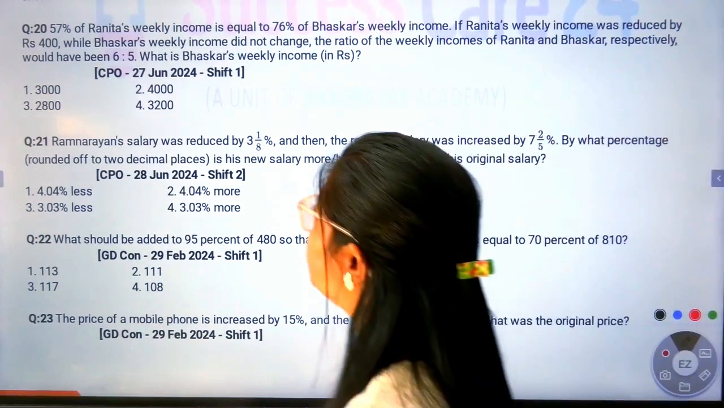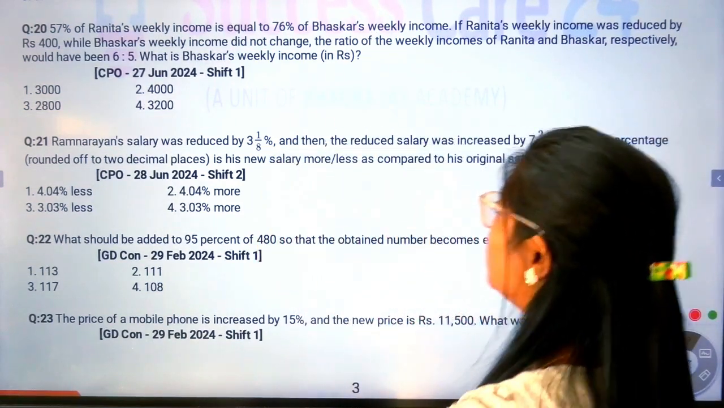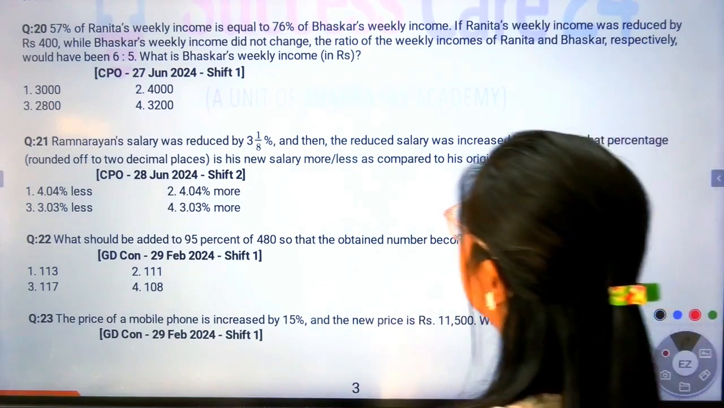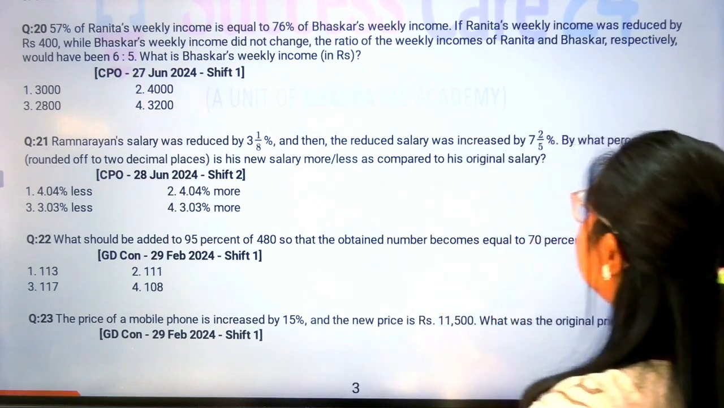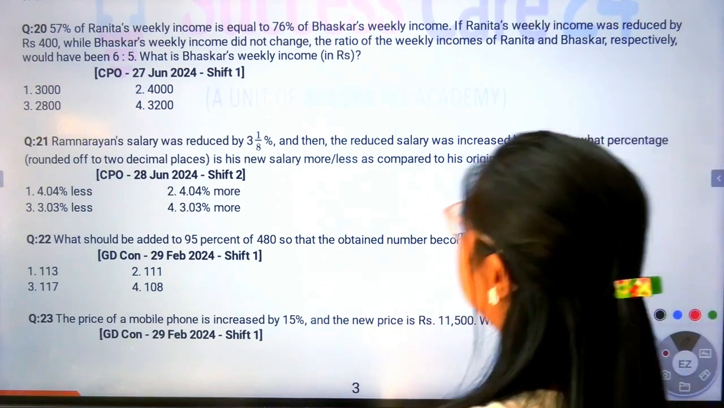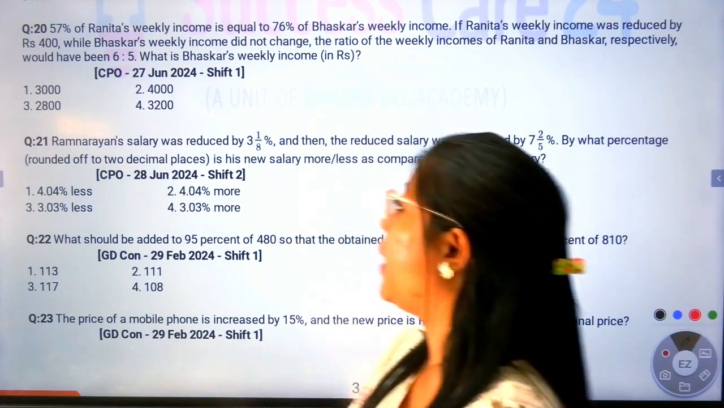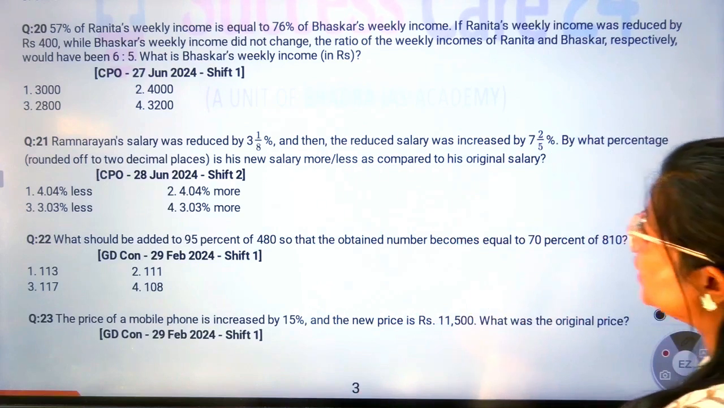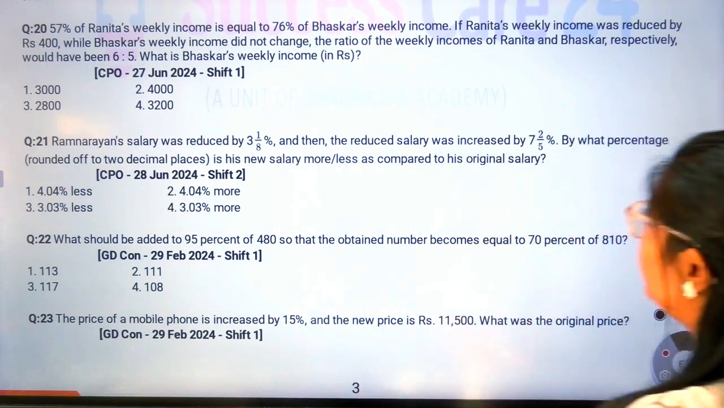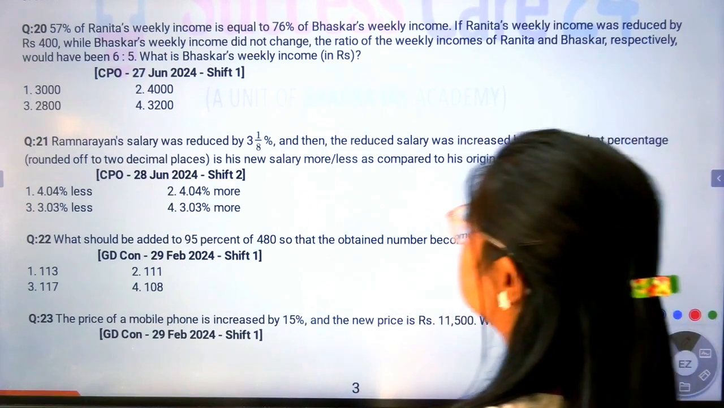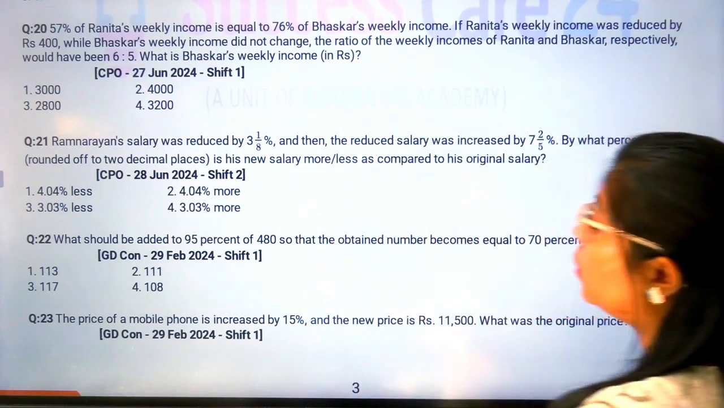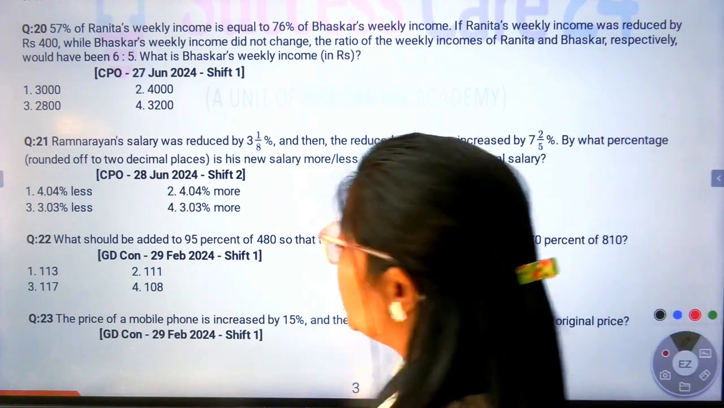So 57% of Ranita's weekly income is equal to 76% of Bhaskara's weekly income. Okay, fine. If Ranita's weekly income was reduced by rupees 400 while Bhaskara's weekly income did not change, the ratio of the weekly incomes of Ranita and Bhaskar respectively would have been this. So what was Bhaskar's weekly income?